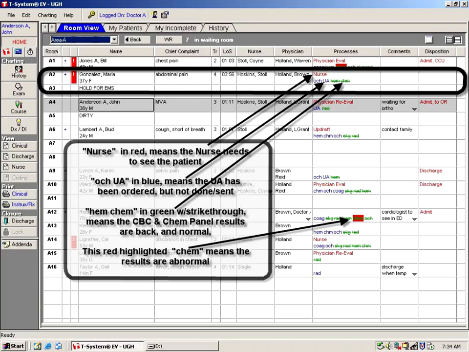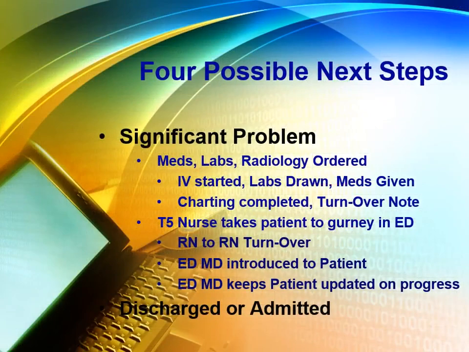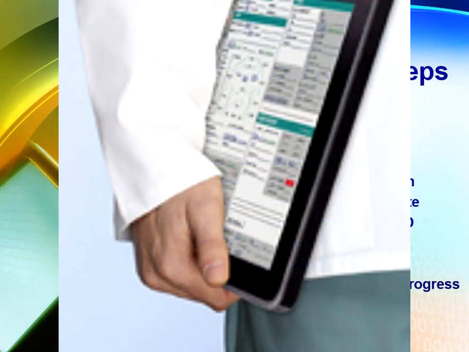Of course, the unit secretary is also constantly checking the status board to monitor any results that are not coming back in the preset time frame. T SystemEV automatically monitors and flags these discrepancies that show up on the status board. But more importantly, Dr. Jacobson is able to walk around any or all of the areas of the emergency department and make frequent rounds on all his patients.